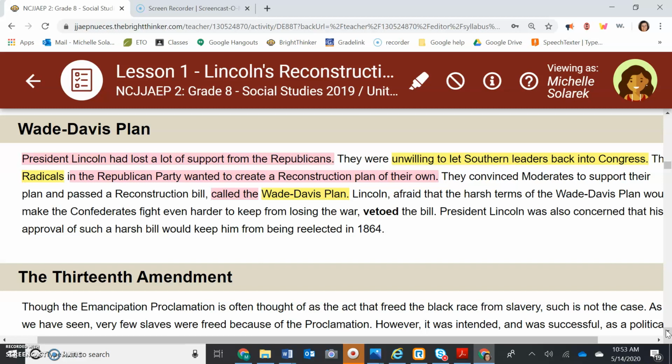So they're like, hey, no way, Lincoln, we're not going to let them in. You're too lenient. As a matter of fact, we're going to come up with our own plan. And this group of people, they were called the Radicals.